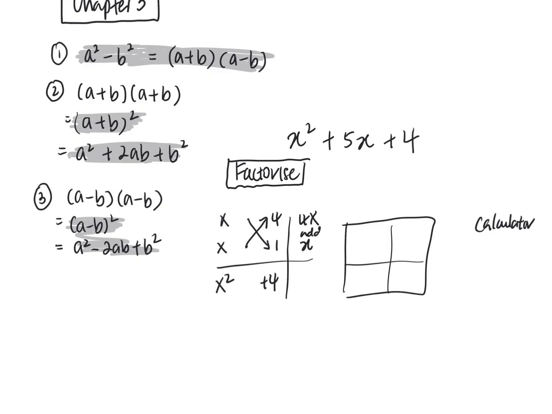You always add the last column. So double check that this one is the same. Then your two factors are x plus 4. The other one is x plus 1.